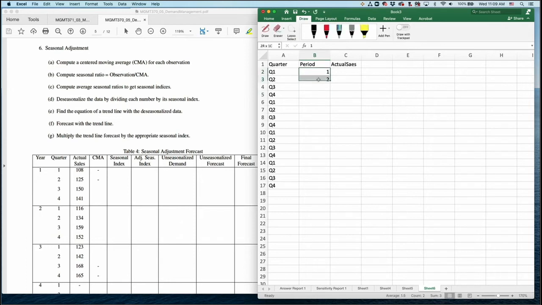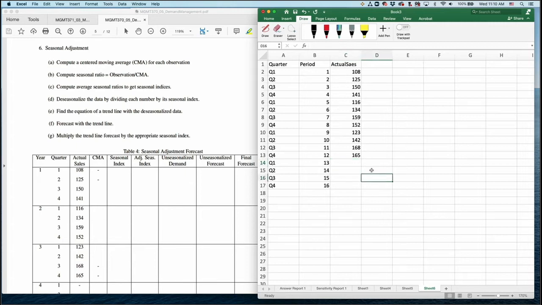And actual sales 108, 125, 150, 141, 116, 134, 159, 152, 123, 142, 168, 165. At the very first step, you have to visualize this data, right? So very first step, visualize data.